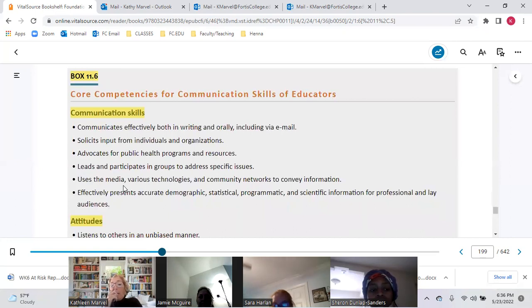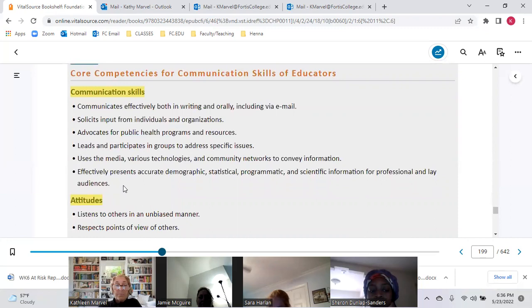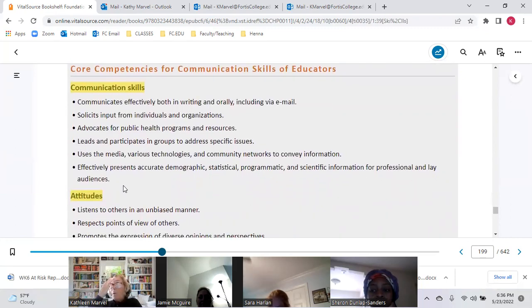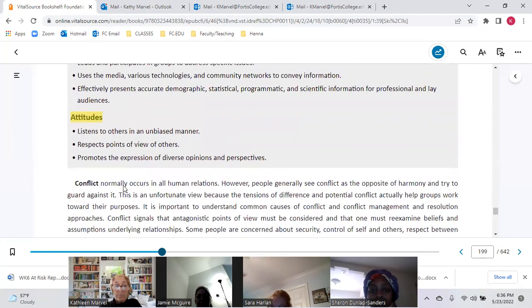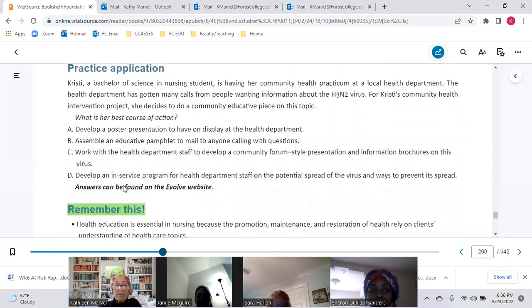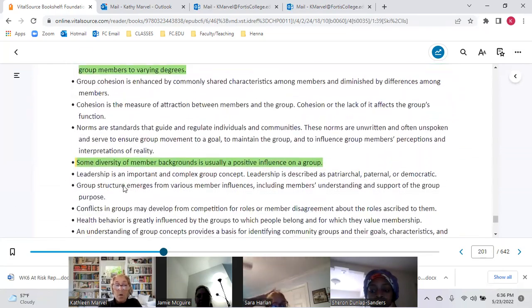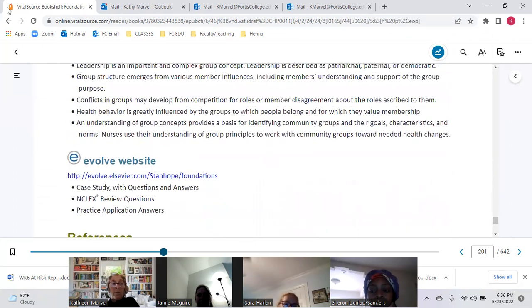Okay, and then the last part of this chapter I want you guys to review. I want you to review box 11.6. These are core competencies for communication skills for educators. Okay, these are excellent. It goes through communication skills and goes through attitudes. Okay, so have a look at box 11.6. Okay, so any question about using health education?